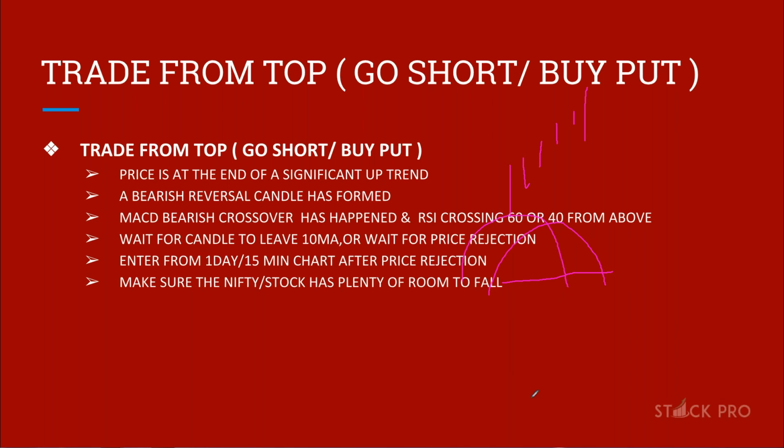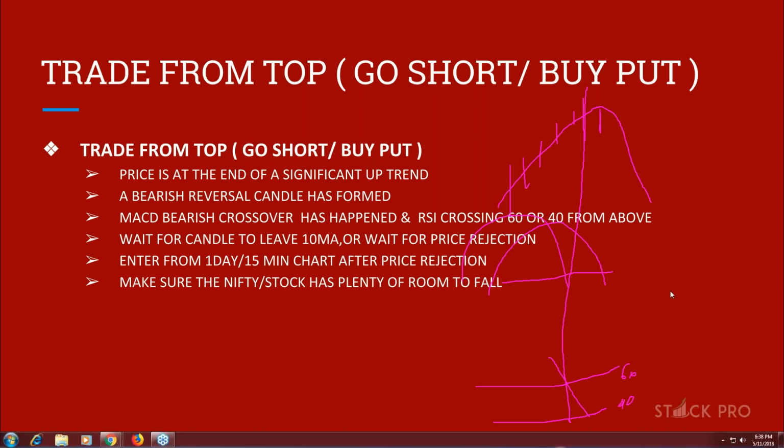Just below this. And what about RSI? RSI should go from 60 to 40. This is the 60 level, this is the 40 level, so it should go from 60 to 40. And the price should come below the 10 moving average. This is a kind of confirmation that it is a trade from the top, right?